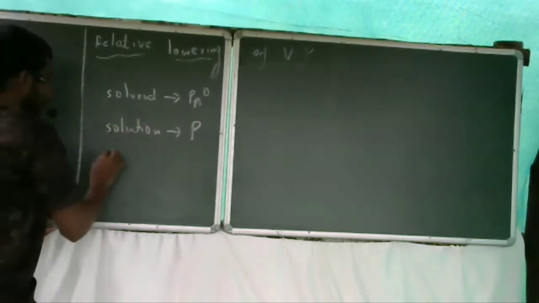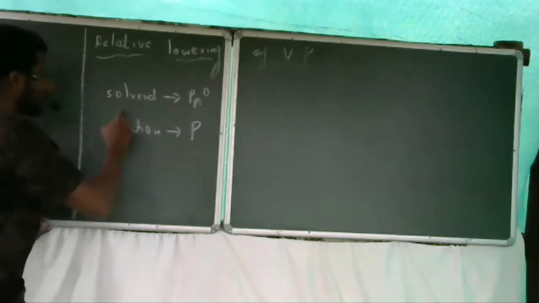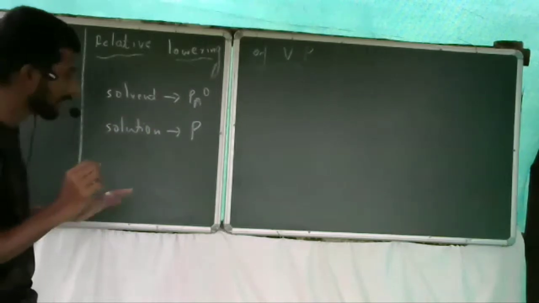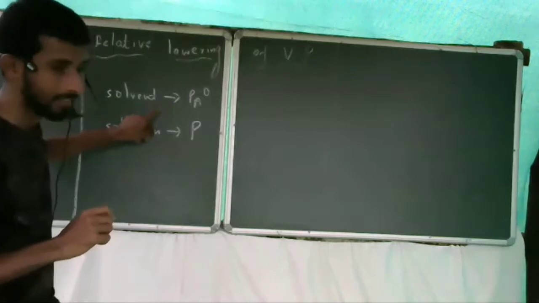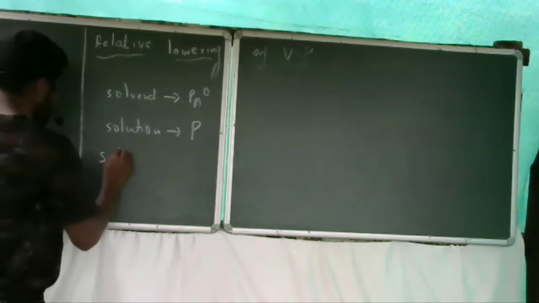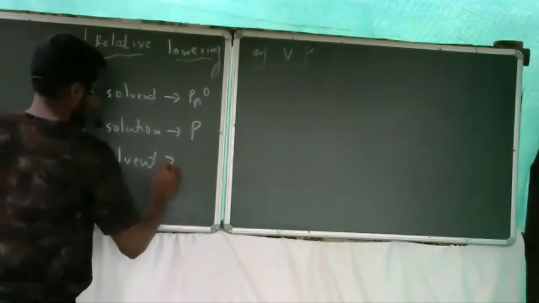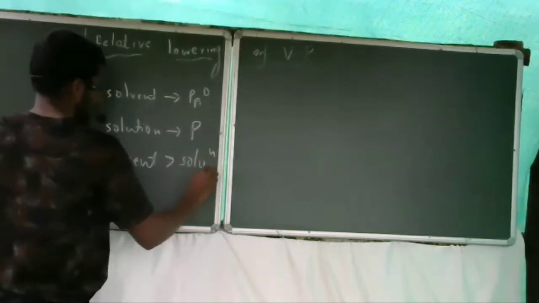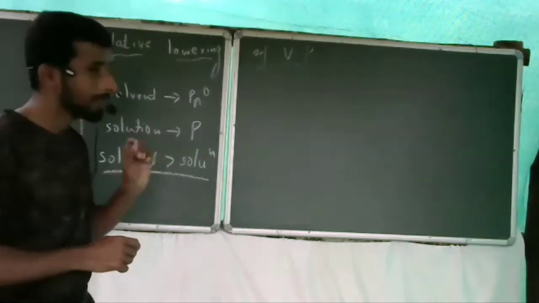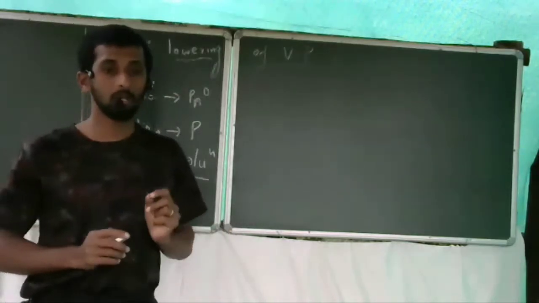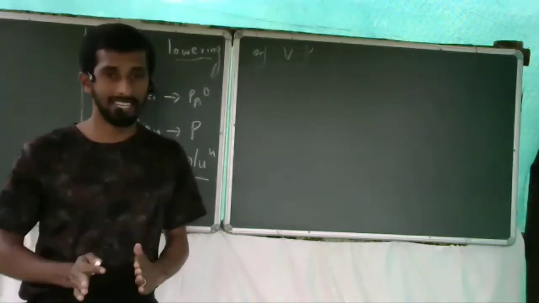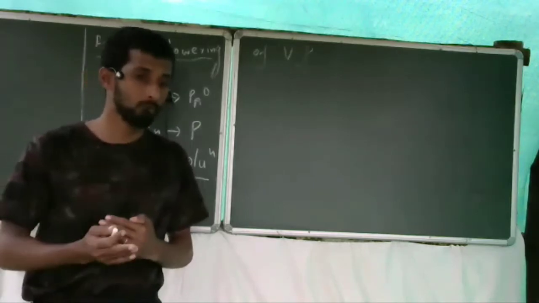Then it clearly shows lowering of vapor pressure. When you add a non-volatile solute to a volatile solvent, vapor pressure decreases. That clearly shows the vapor pressure of the solvent is more than that of the solution. That is the meaning of lowering of vapor pressure. So remember this point: if you add a non-volatile solute to a volatile solvent, its vapor pressure decreases. It means the vapor pressure of the solution decreases.